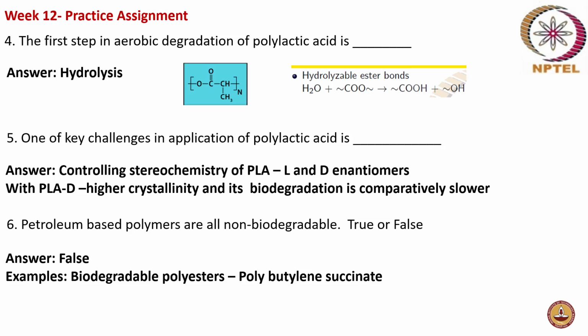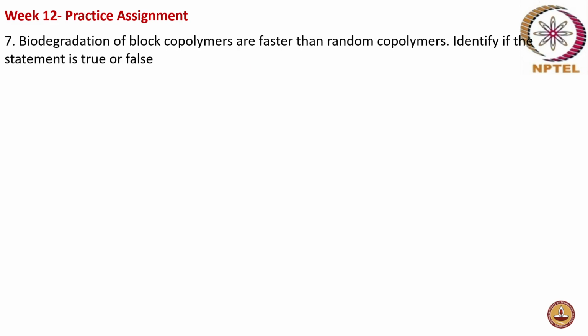There was a discussion on biodegradable polyesters also, right? These are also from petroleum sources, like polybutylene succinate. So though they are from petroleum sources, they are also biodegradable. It doesn't mean that all petroleum based polymers are non biodegradable. Your polyethylene and other things might not degrade by microorganisms or through biodegradation, but there are polymers that can be biodegraded even though they are from petroleum origin.